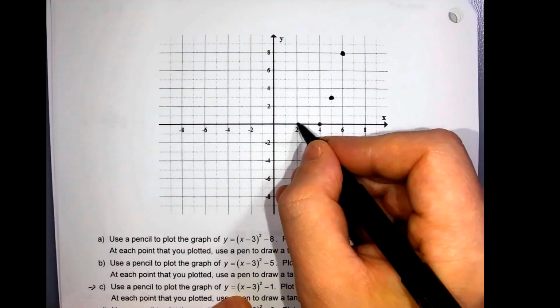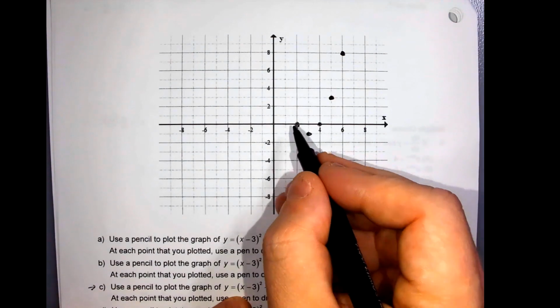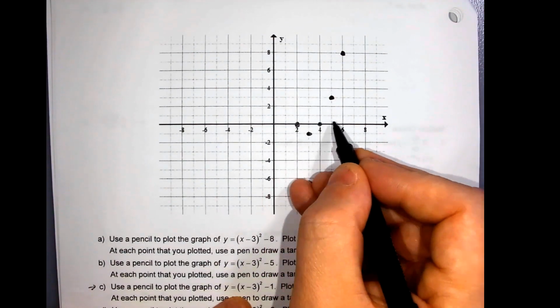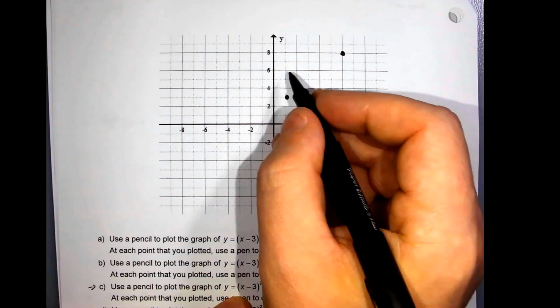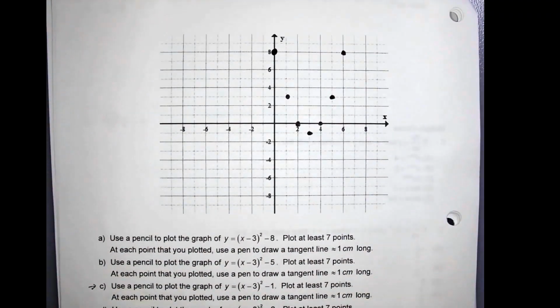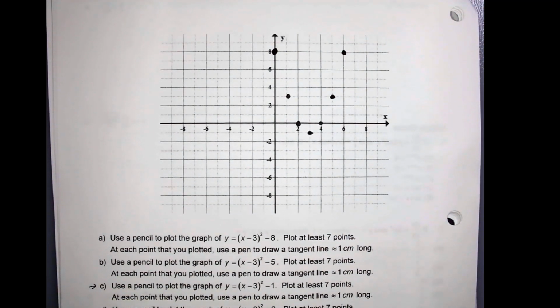And by symmetry for the parabola, we'd have the same points over here. And then we would shift 1, 2, 3 up to there. And then we would get the 0, 8. So those would be the points on the parabola.